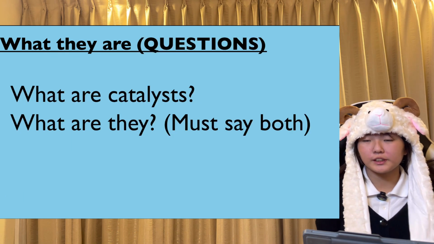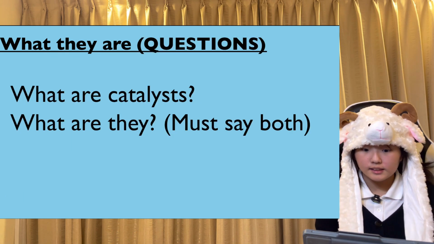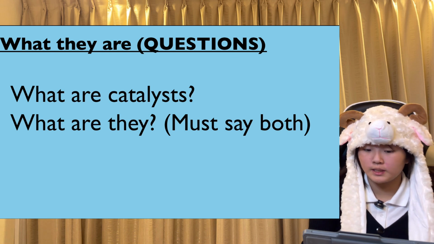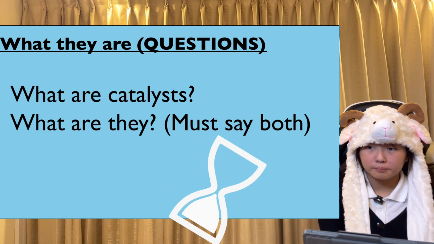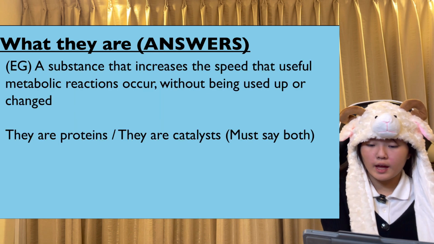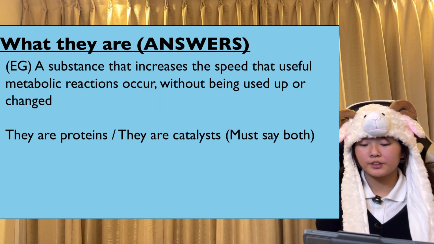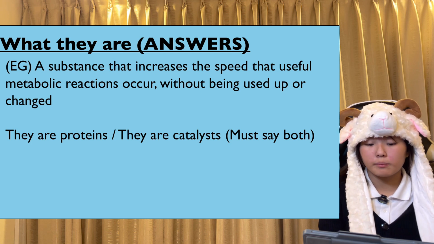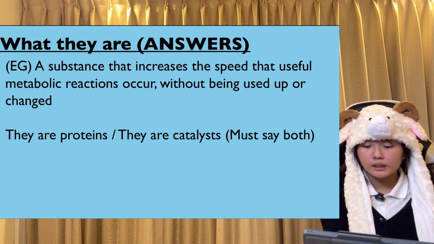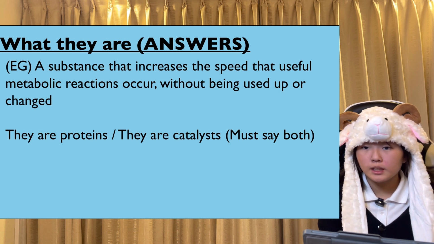I'll give you a few questions on what they are. What are catalysts and what are they? You must say both. These are examples of answers that you could get. A substance that increases the speed that useful metabolic reactions occur without being used up or changed. They're proteins. They're catalysts. You must say both of them.